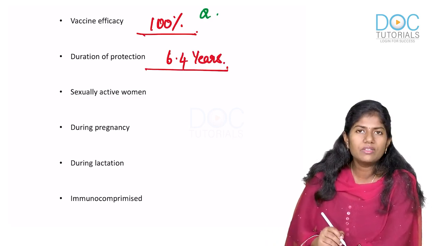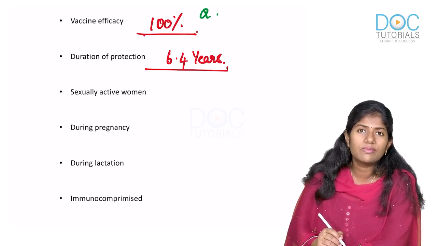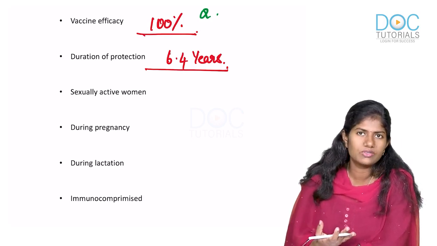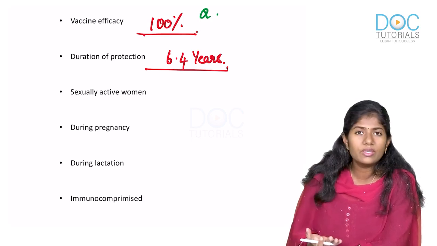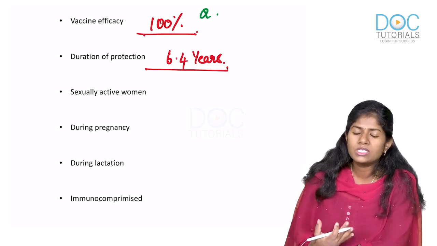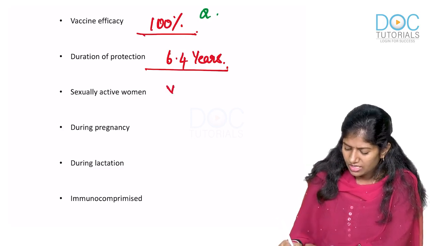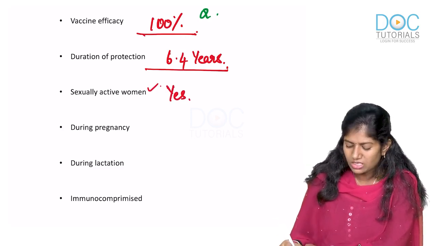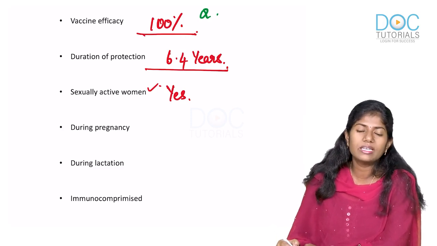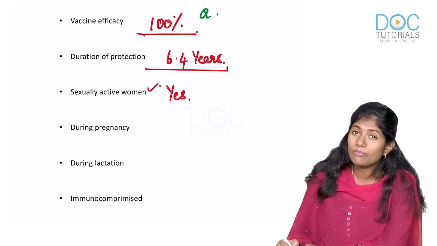And can you give the vaccine for sexually active women? Supposing she's a parous lady and she wants to get the vaccine. Ideally the vaccine has to be given for virgin girls, right? Because it basically prevents infection that is sexually transmitted. So once the lady is already sexually active, can you give the vaccine? Answer is yes, you can. The guideline recommends giving the vaccine even for parous women.